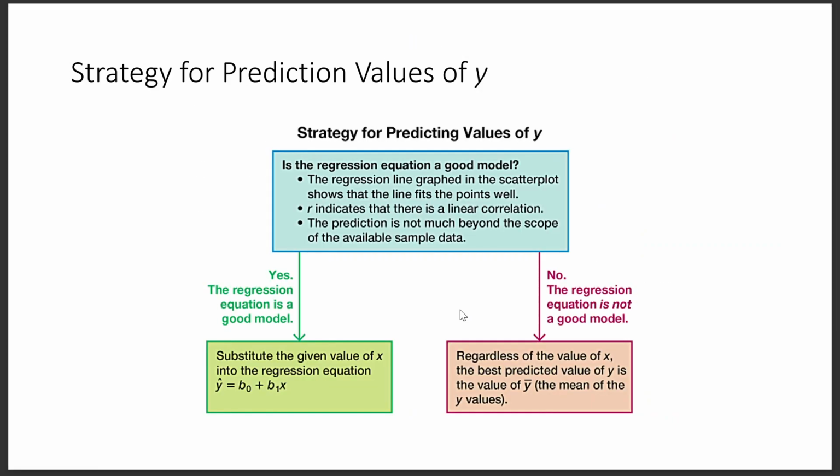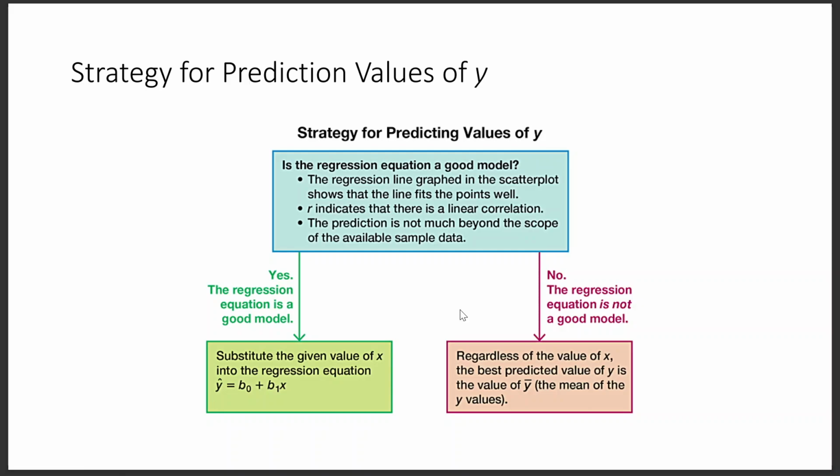So when do you use this prediction? Here is one strategy for predicting the value of y. Is the regression equation a good model to predict? You need to answer these 3 bullets. The regression line graphed in the scatter plot shows the line fits the points well. R indicates there is a linear correlation; R means the coefficient of correlation, which we found in section 10.1. The prediction is not much beyond the scope of the available data.